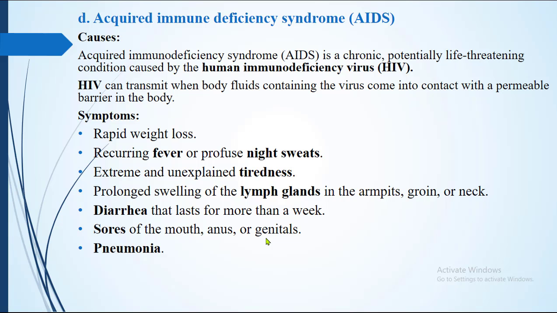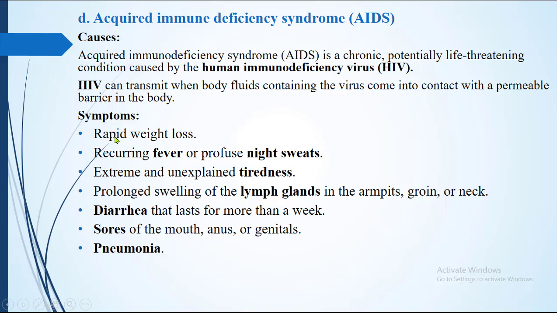Then last but not least, this is the most dangerous sexually transmitted disease, that is acquired immune deficiency syndrome, commonly known as AIDS. AIDS is a chronic, potentially life-threatening condition caused by human immunodeficiency virus, HIV. HIV can transmit when body fluids containing the virus come into contact with a permeable barrier in the body.